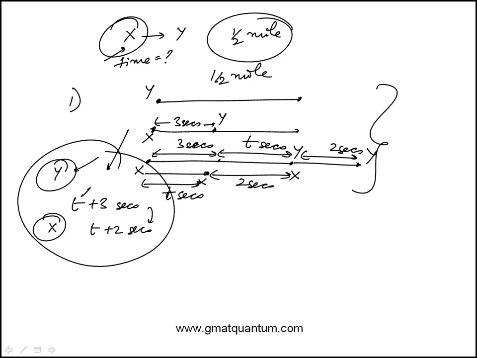But we don't really know what t is. We can have different numbers, and the answer would be a different value. So 1 alone is insufficient. If you look at 2, it says car Y traveled across the bridge at a constant speed of 30 miles per hour.